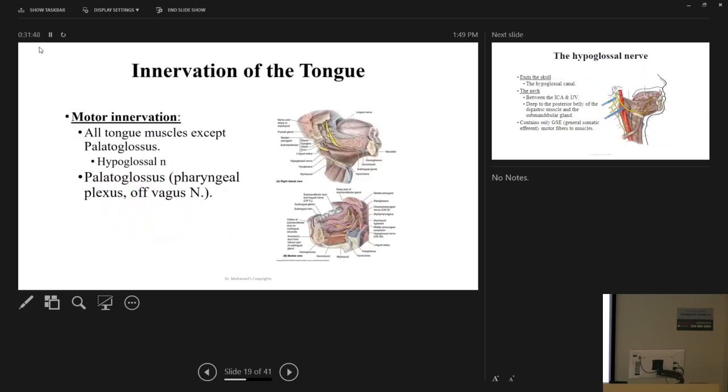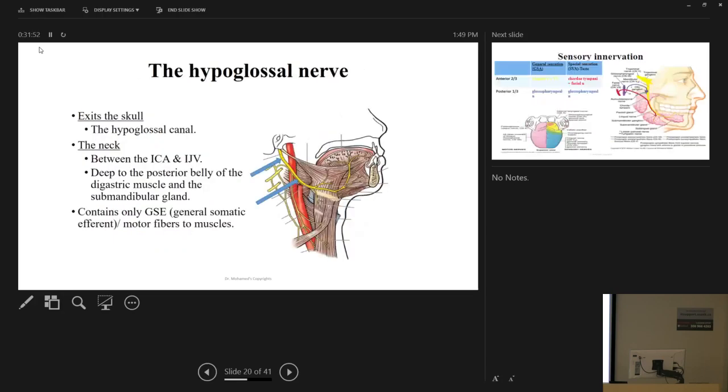Now, innervation of the tongue, we talked about that. And then the hypoglossal. The hypoglossal nerve, which innervates 3 of the 4, right? GPSH. 3 of the 4 extrinsic muscles of the tongue. This hypoglossal nerve exits the skull through the hypoglossal canal.